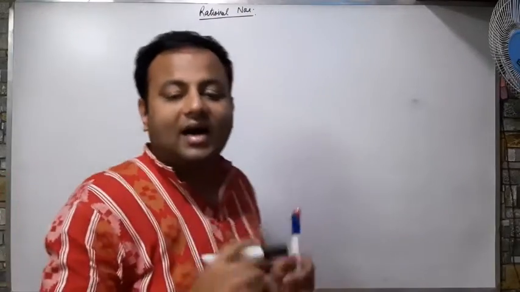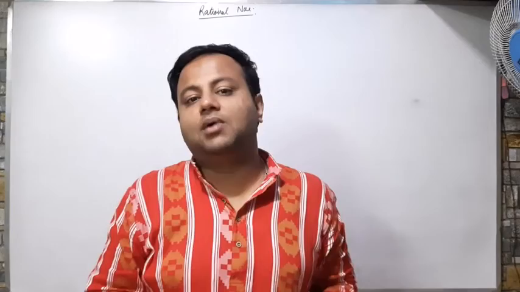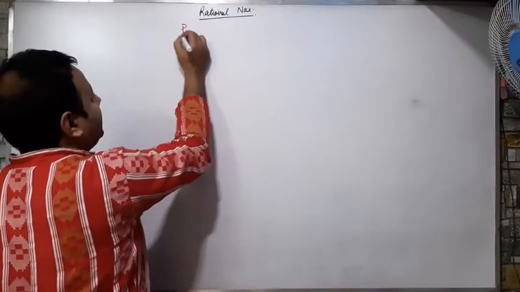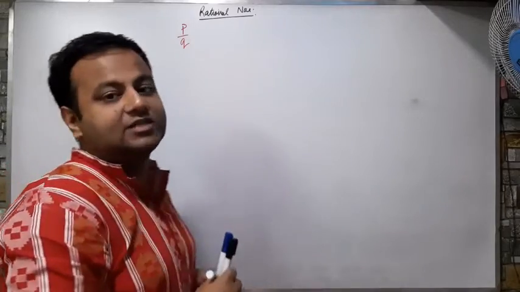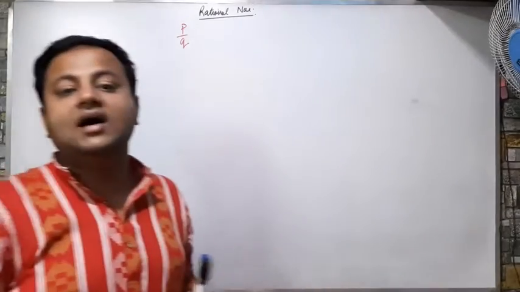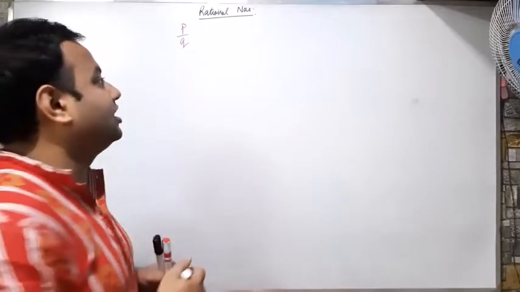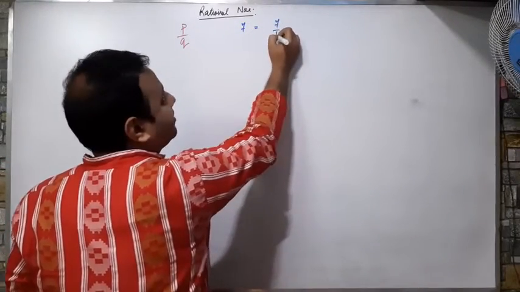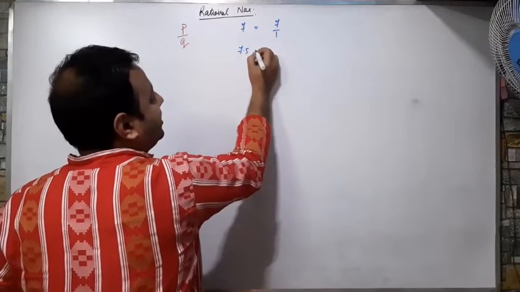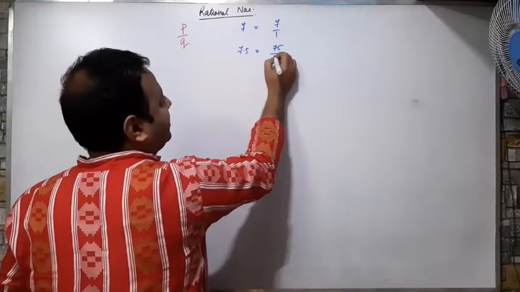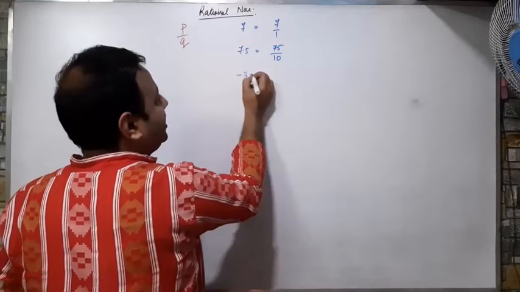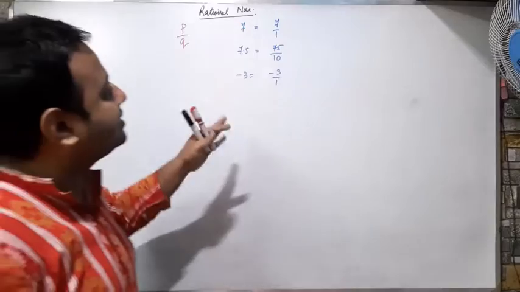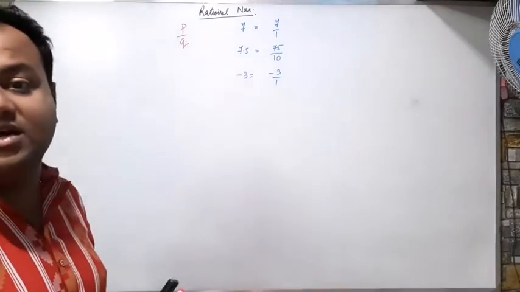So what are rational numbers? Any number that can be represented as p by q, that is in a fractional form, can be termed as a rational number. So if I say, sir, 7 is a rational number, yes, because it can be termed as 7 by 1. Sir, 7.5, yes, rational number because it can be termed as 75 by 10. Sir, minus 3, yes, because it will be minus 3 by 1. So all the numbers that we know can be represented as a rational number.